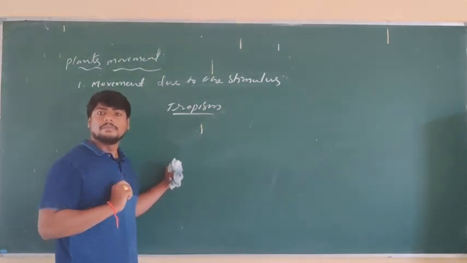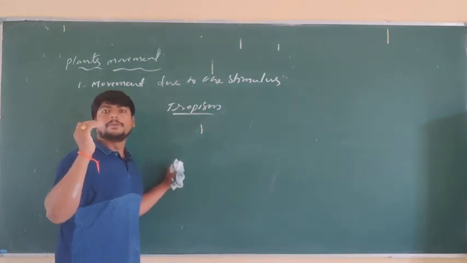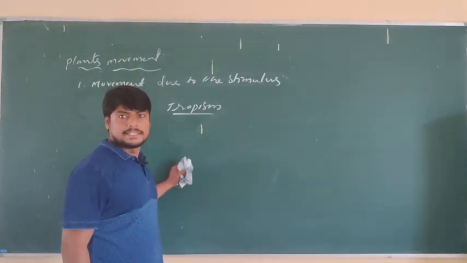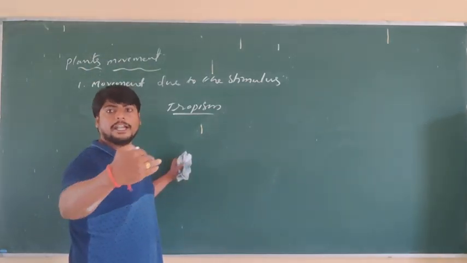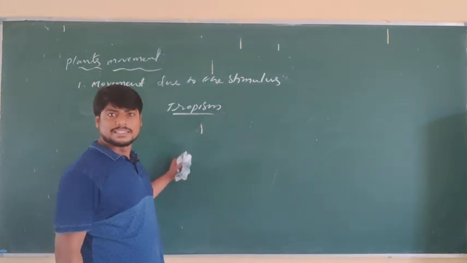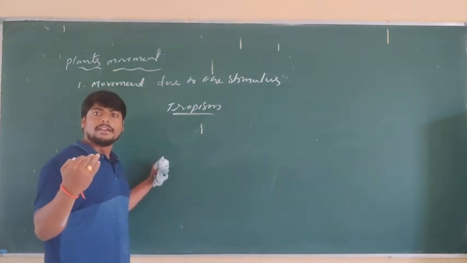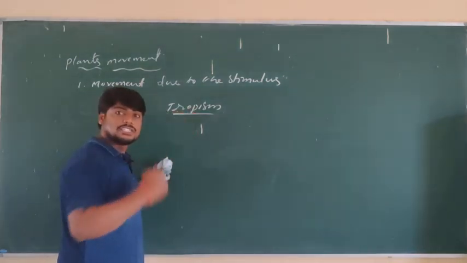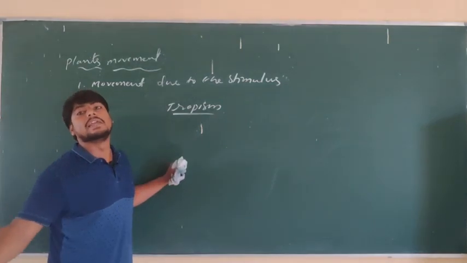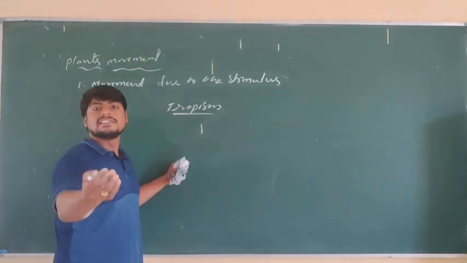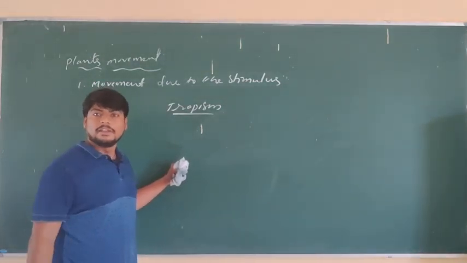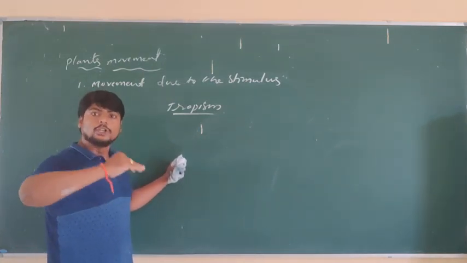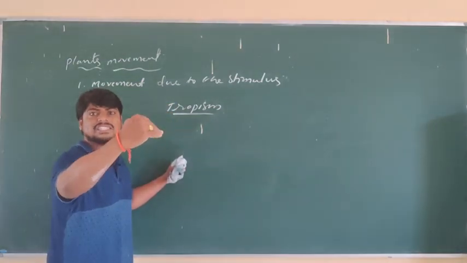Here, under tropism, some of the plant parts may grow towards the stimulus, or some of the plant parts may go away from the stimulus. That is, the movement of the plant towards the stimulus may occur positively or negatively. If it is positive, it means positive tropism. If it is negative, it means negative tropism. Movement towards the stimulus is positive.